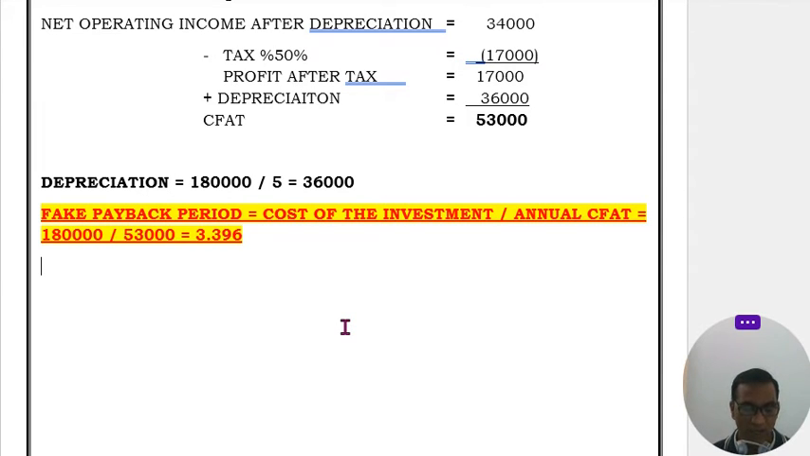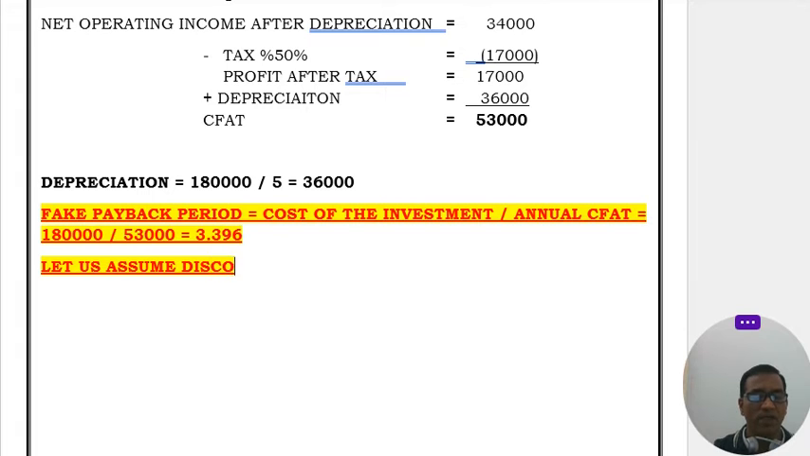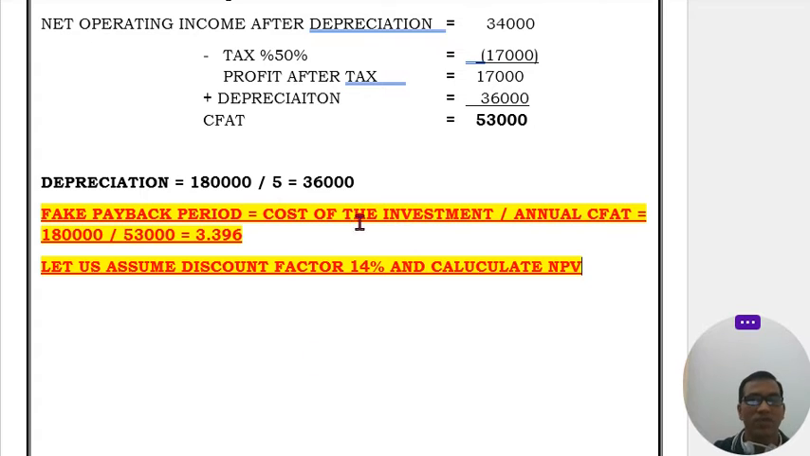The nearest value to 3.39 is 3.4. I found 3.43 under which column? Under the 14% rate of return. So let us assume 14% as the discount factor and calculate NPV. From where did I get this 14%?